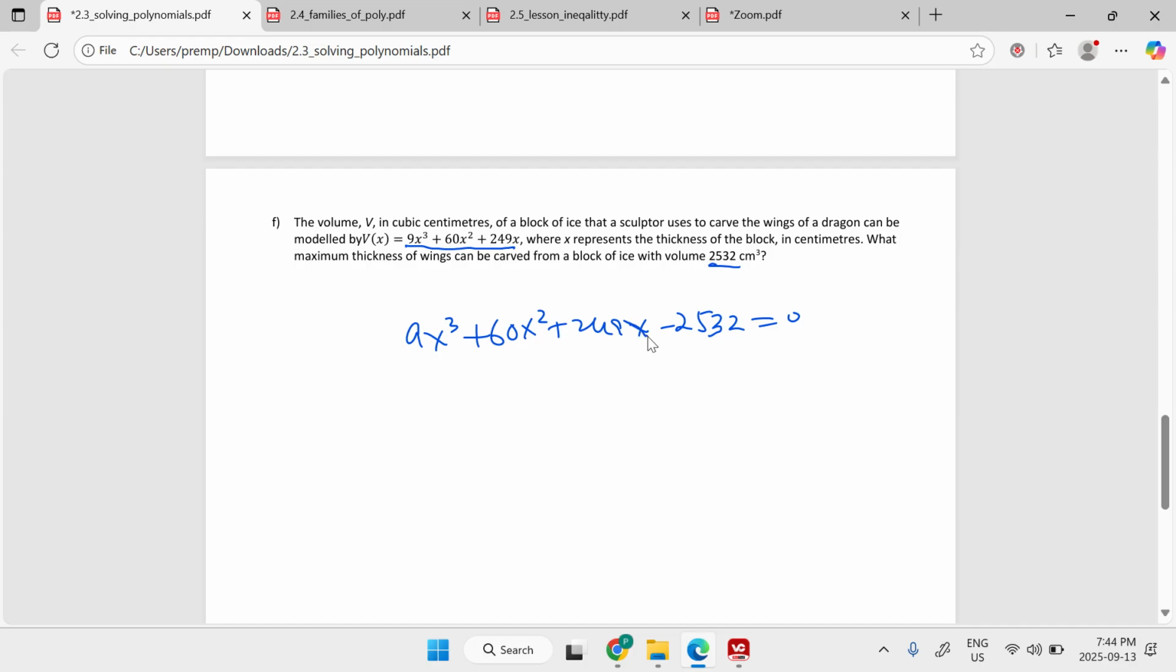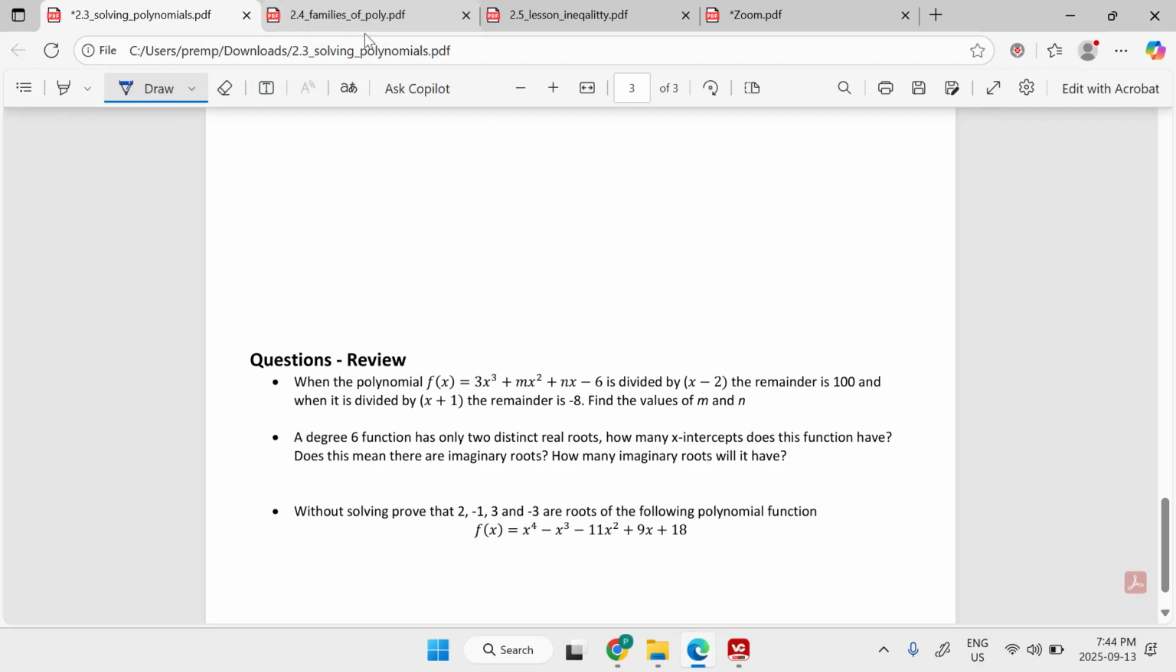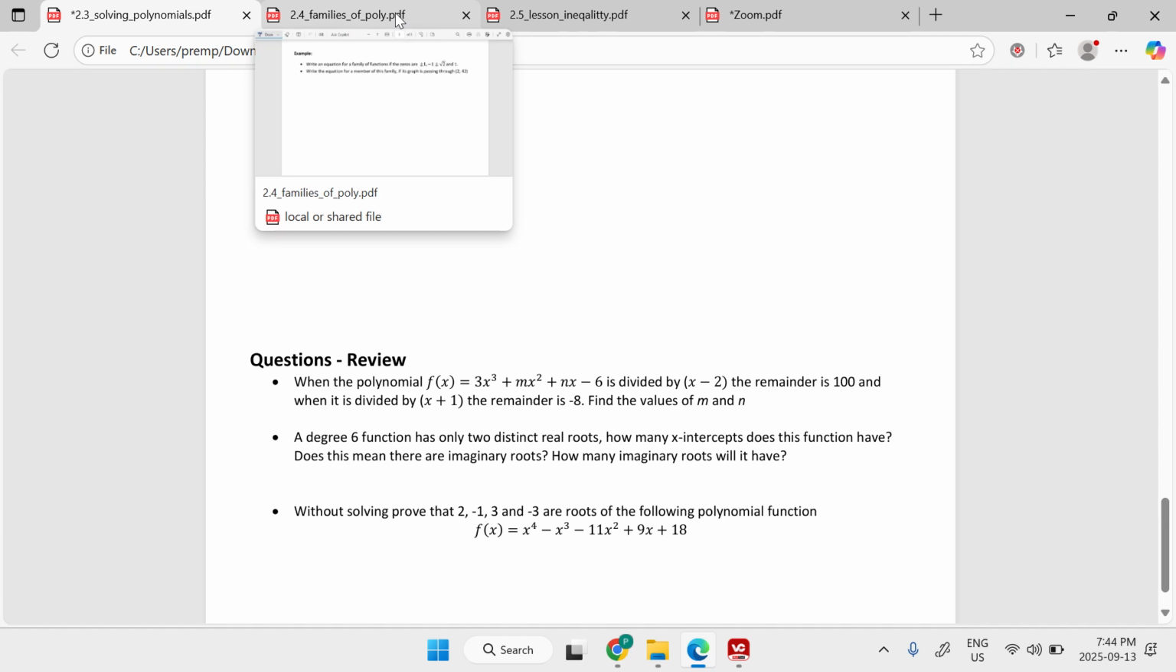Okay, so I know this is a lot of work, but you have to go through this and then find its factors. Then you can do some more review on it. So that's all we have for solving the polynomials.